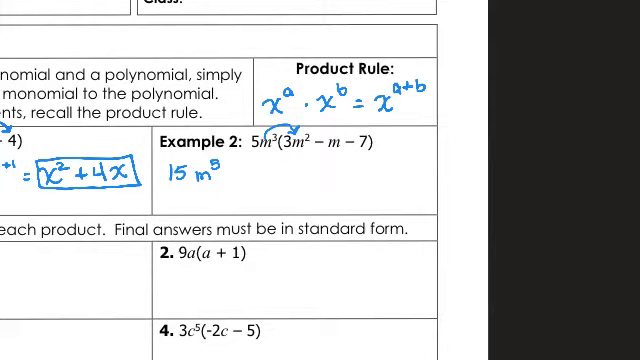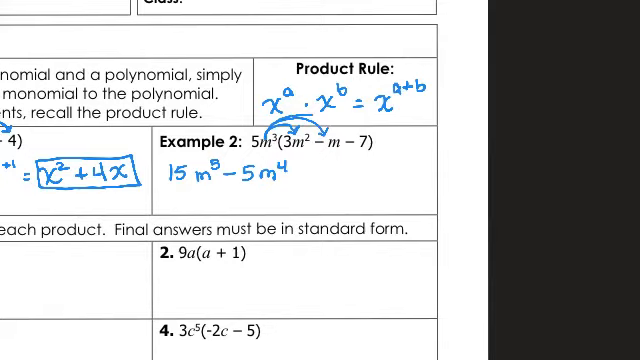Next, we're going to multiply 5m to the third and negative m. Positive times a negative is a negative. 5 times 1 is 5. M to the third times m to the 1 gives us m to the fourth power.